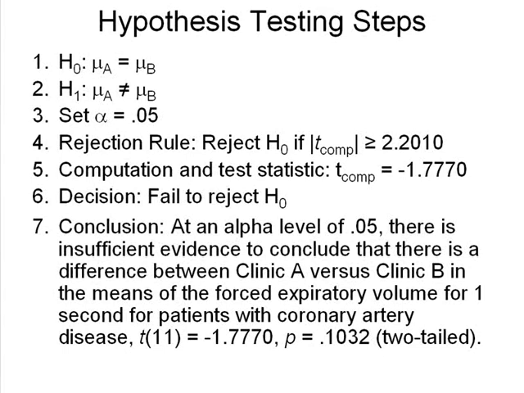This is what it looks like with all 7 steps all together. So we start out with our H0, our null hypothesis, then we have our alternative hypothesis, then we have our alpha, we have our rejection rule, we have our test statistic, our t-comp, then our decision. It's either fail to reject H0 or it's reject H0. And then we have our conclusion, which is in these 3 parts. Now, I do have a few warnings that I want to go over with you.